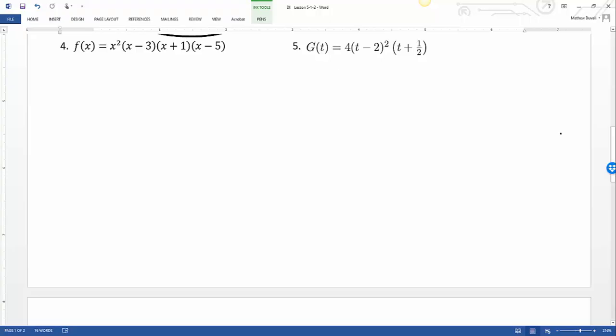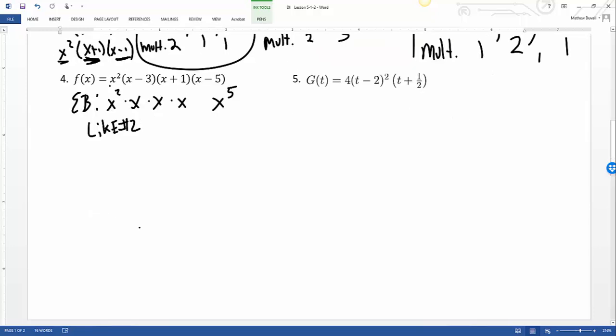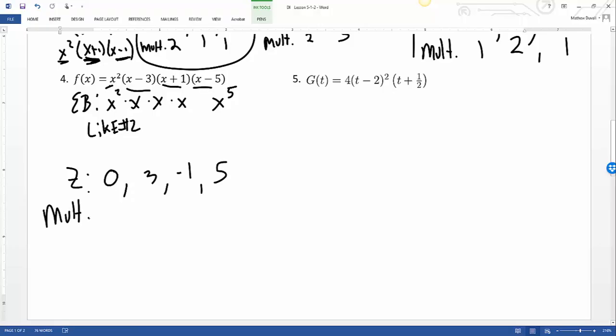For this one here, I have x squared times x times x times x. So that's x to the 5th. So my end behavior is going to be similar to here, like number 2. And so my zeros, if I set each factor equal to 0, I get 0, I get 3, I get -1, I get +5. And my multiplicity, how many of them do I have? 2, 1, 1, and 1.